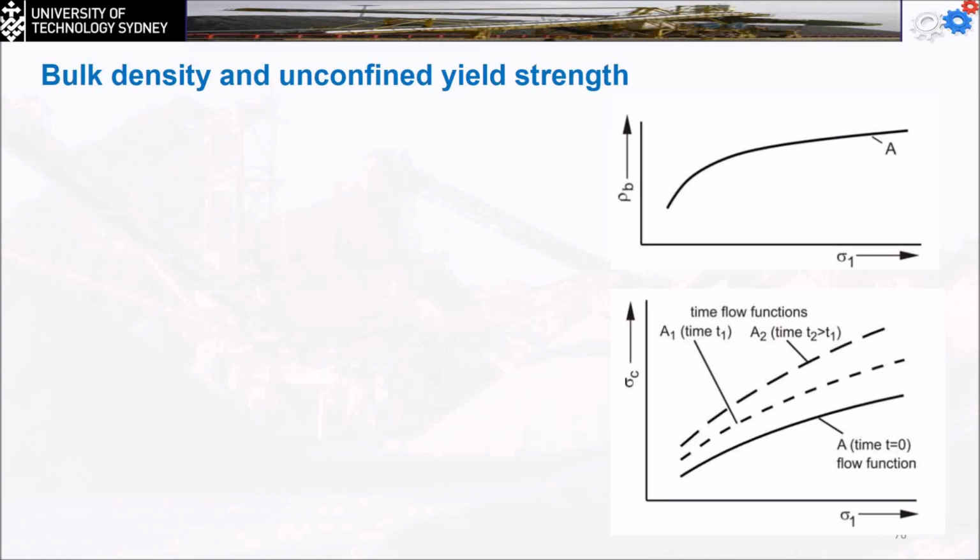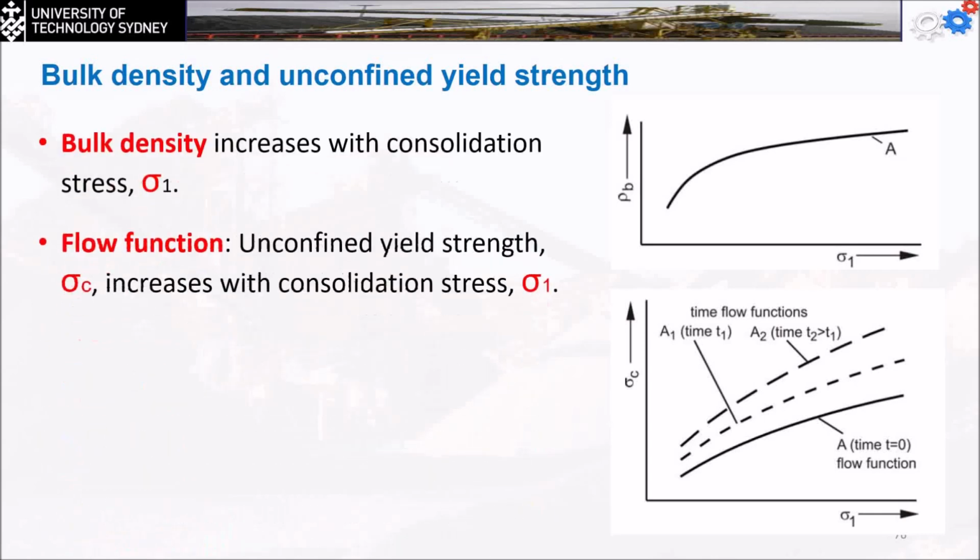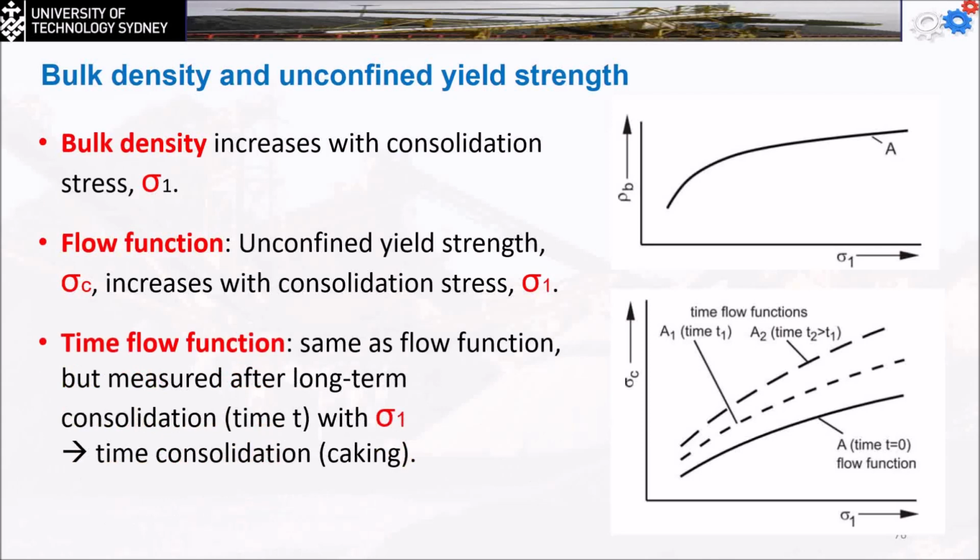So the bulk density and the unconfined strength can be simply related. The bulk density increases with the consolidation stress, sigma 1. The material is going to start to build up, all the spaces will be gone, so definitely the bulk density will be increasing. The flow function is going to also affect it, where the unconfined strength sigma c will increase with the consolidation stress sigma 1. For the time flow function, it is the same as the flow function, but measured after the long-term consolidation time t, with the sigma 1, which is called the time consolidation for the caking.